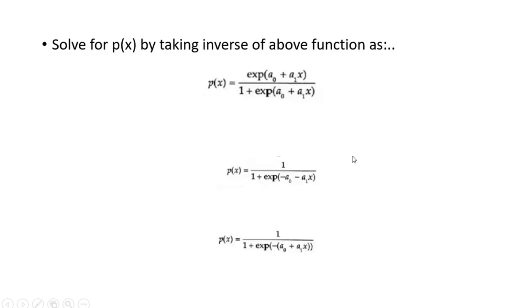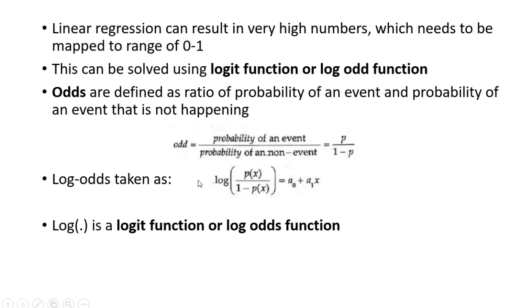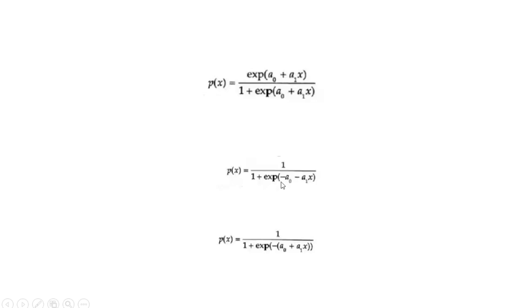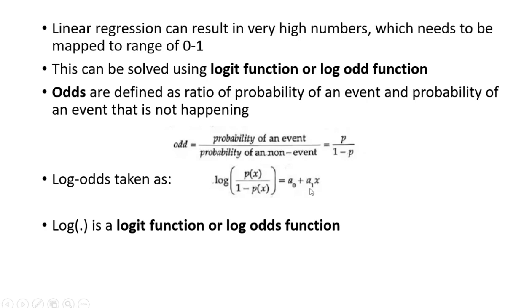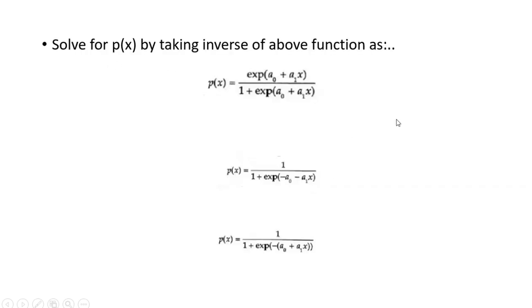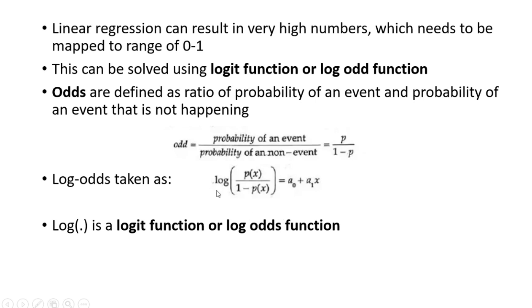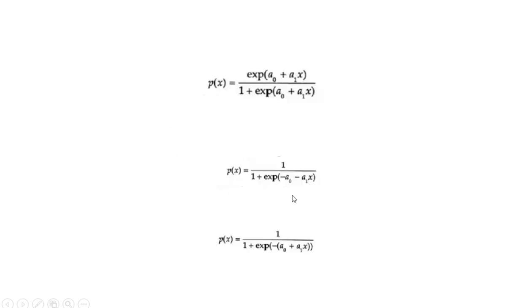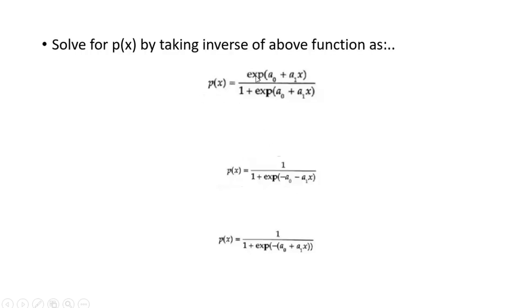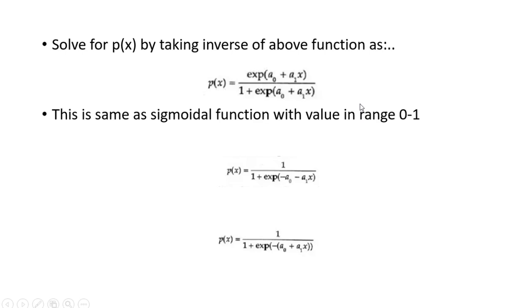So now we have to solve for p(x). Now we have the logit function, solve for p(x). So how do you solve for p(x)? You take the inverse. This is my log, I have to find p(x), so take the inverse. If I take the anti-log, I will get p(x) is equal to exponent of a0 plus a1x divided by 1 plus exponent of a0 plus a1x.